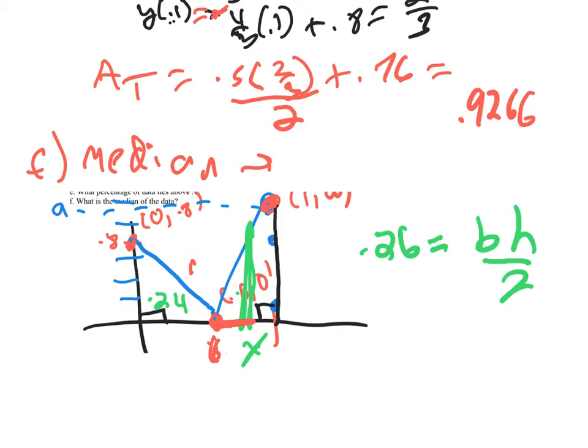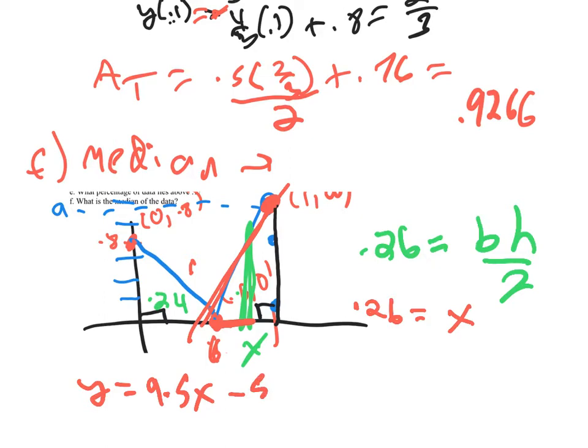Do I know where this number is? No. Then just call it what? So 0.26 has to be equal to x. And what was the equation of this line? Remember, it's up there at the top. We did it once. Y was equal to 9.5x minus 5.7.